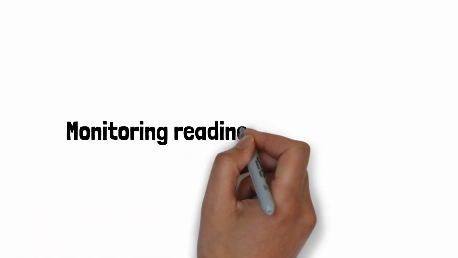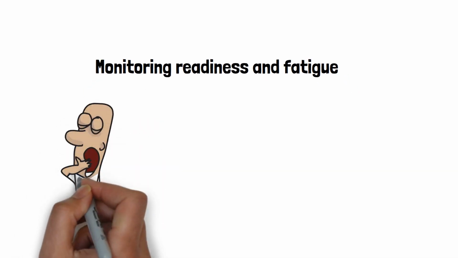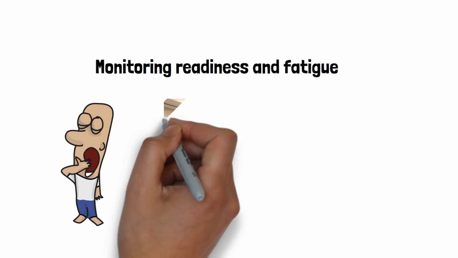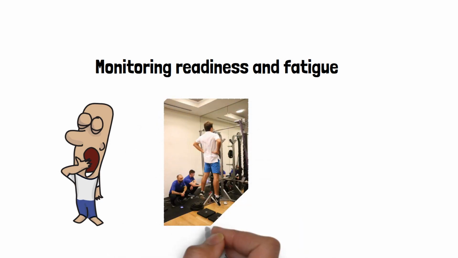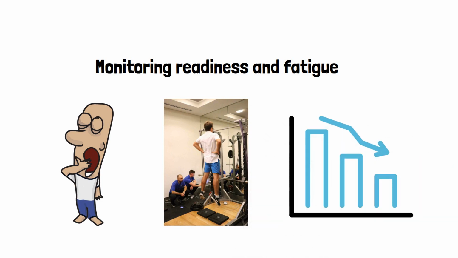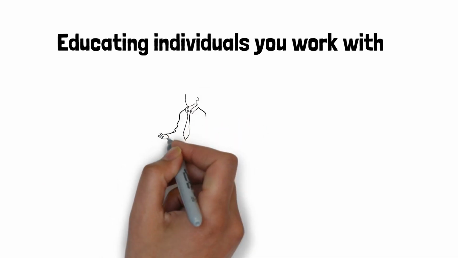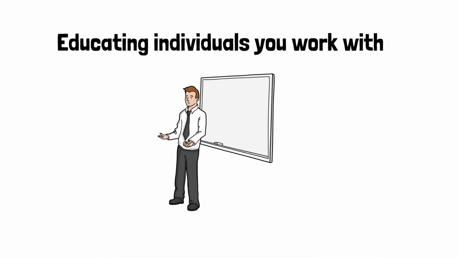Monitoring readiness and fatigue. If we use a force assessment very regularly, we can also use it to evaluate fatigue and readiness. An example of this would be if we got someone to perform a counter movement jump at the start of every day, and we saw a sudden drop off in score on a certain day. This might be an indicator that they were fatigued and might need some rest or a lighter session. Educating individuals you work with. If communicated well, all of these applications can also form the base for good discussions with an individual being assessed and an opportunity to educate them and build buy-in and trust.